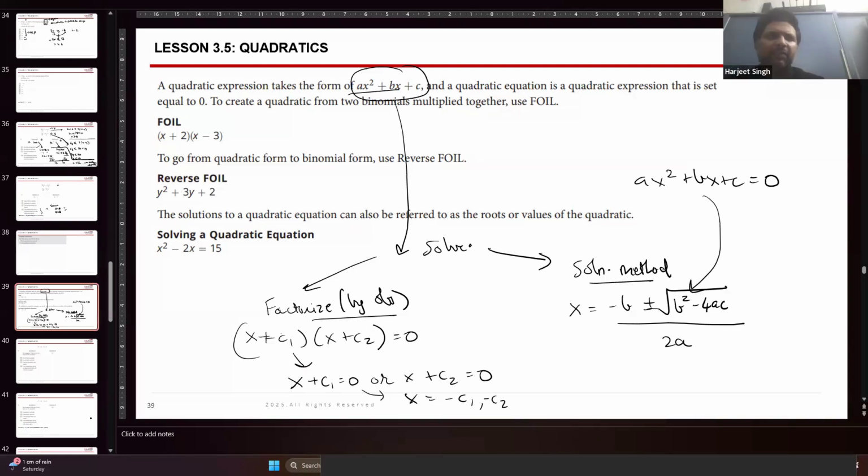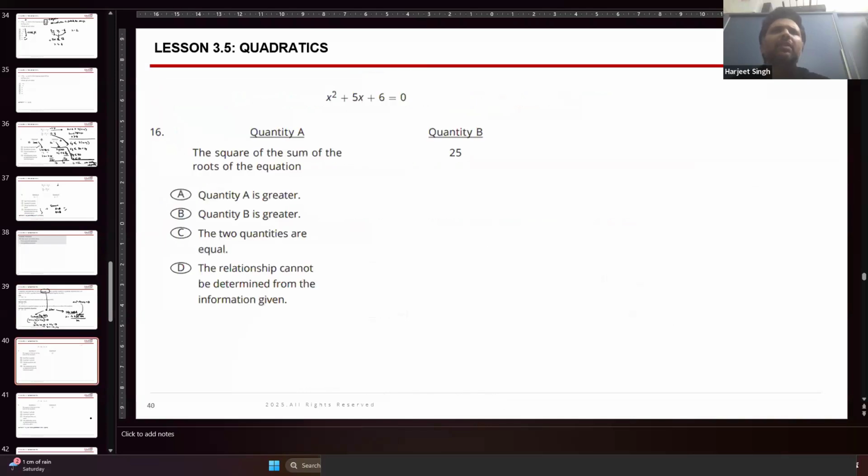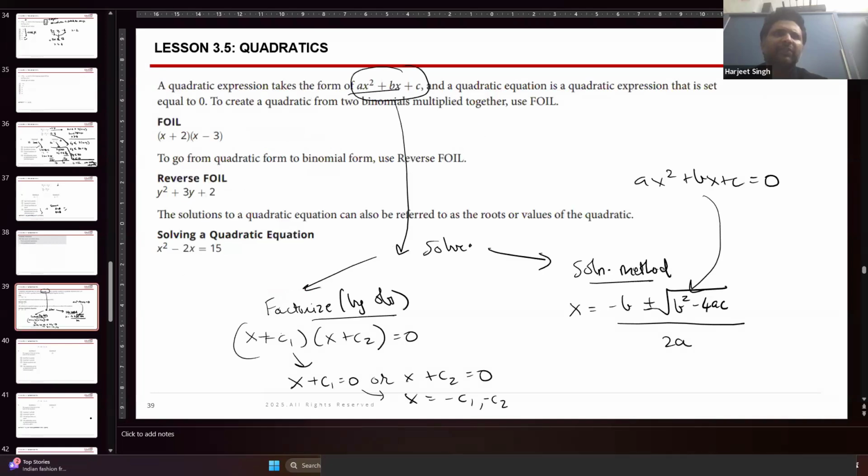So let's tackle some of these quadratics. X squared plus 5x plus 6 equal to 0 is the equation. And quantity A is the square of the sum of the roots of the equation. And quantity B is 25. So how do we solve this? As I mentioned, the first method is factorization. Wherever possible, we'll try to factorize.